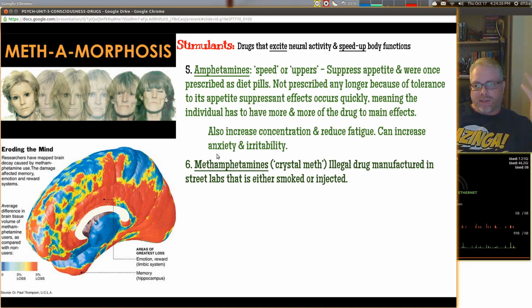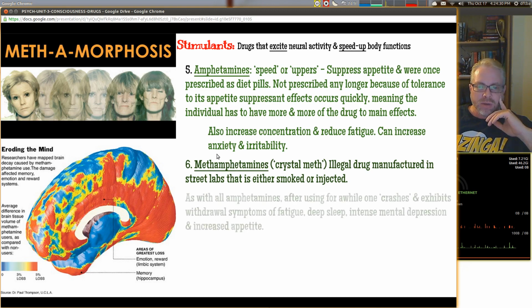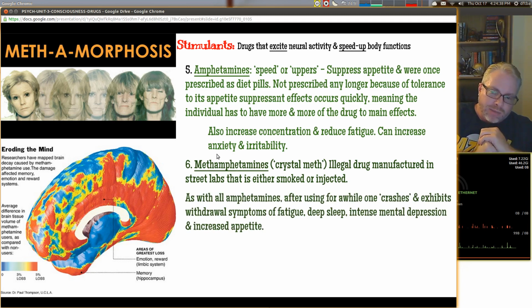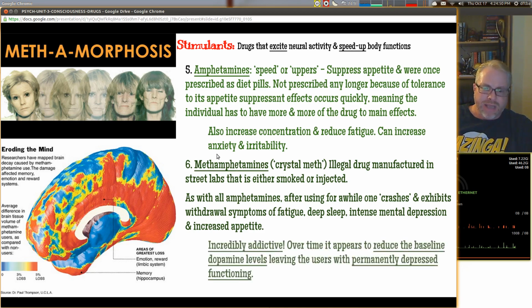So what is it and how does this work? It's a legal drug that's manufactured in street labs. It's either smoked or injected. As with all amphetamines, after using for a while, somebody would crash and then exhibit withdrawal symptoms of deep fatigue. People might sleep for like 5 straight days. It's crazy what people have done on this stuff. They suffer from intense mental depression and an increased appetite.